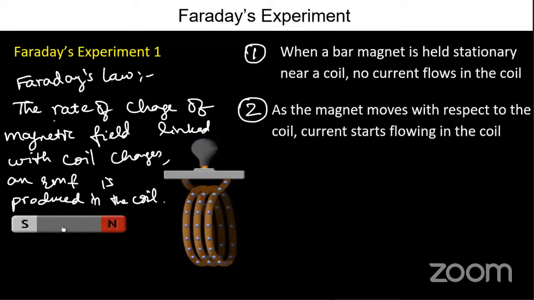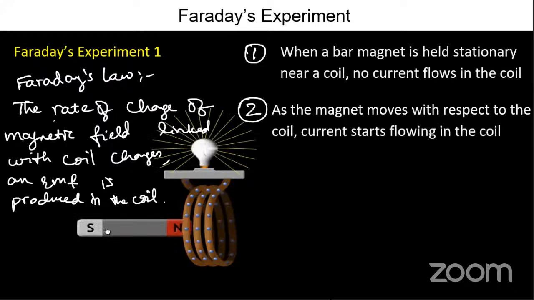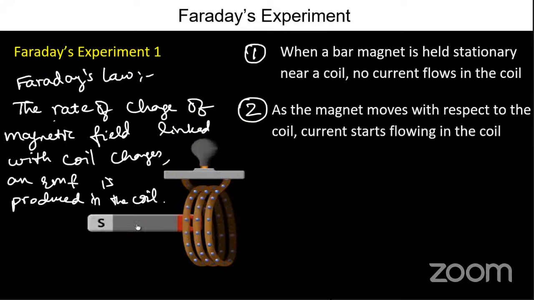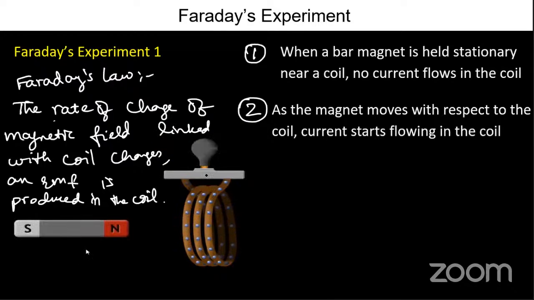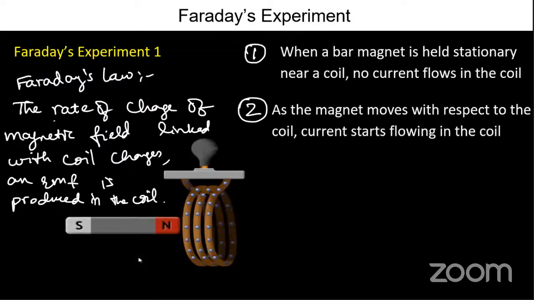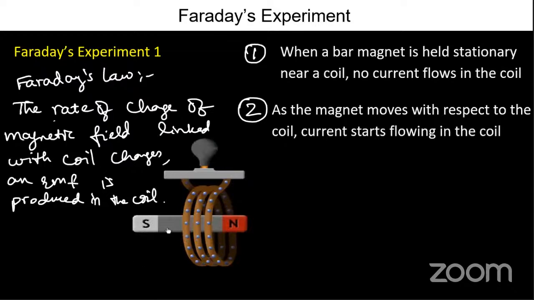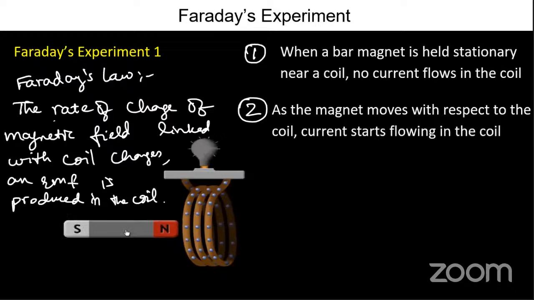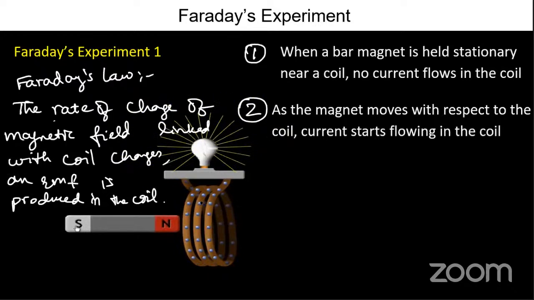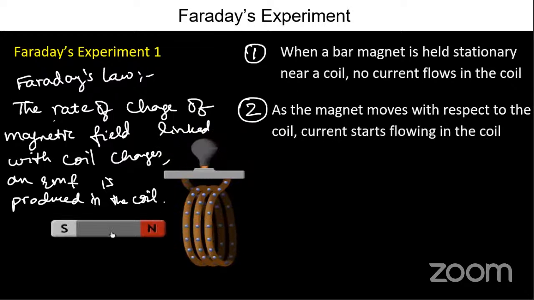Rate of change here means the continuously changing magnetic field which is linked with the coil. This magnetic field should be linked with the coil. Only then will there be a change in EMF. Only when the magnetic field linked with the coil is changing continuously will it produce some electrical energy or EMF. This is what Faraday's first law meant.